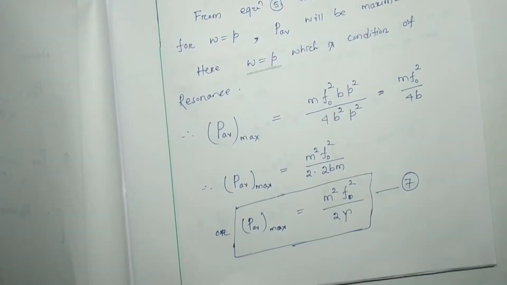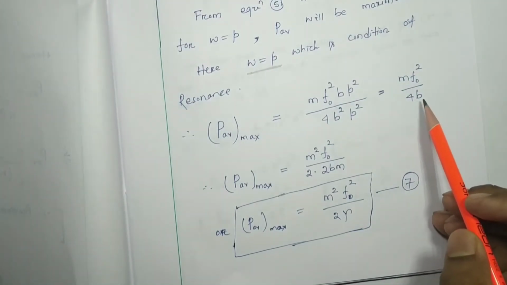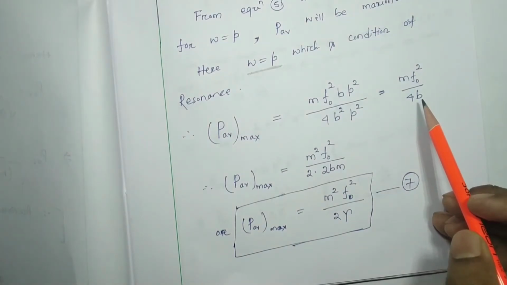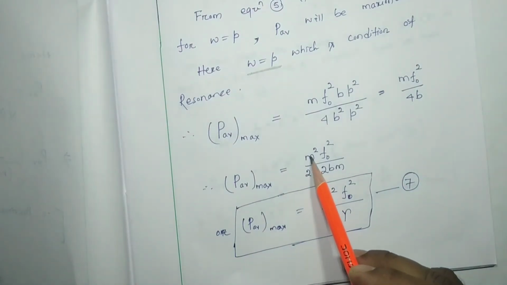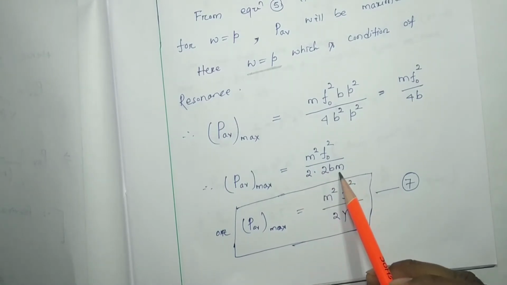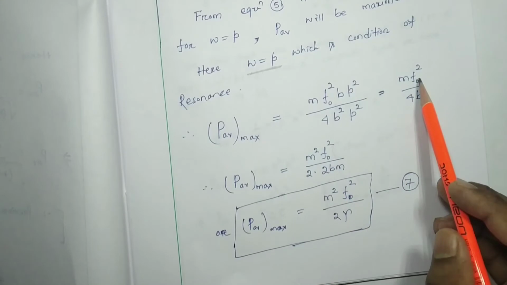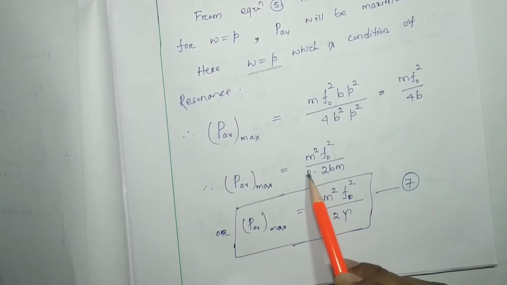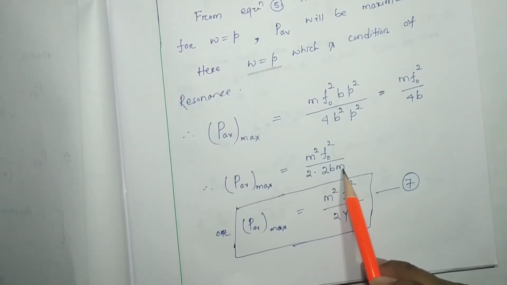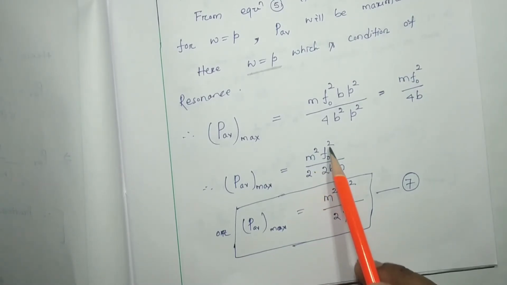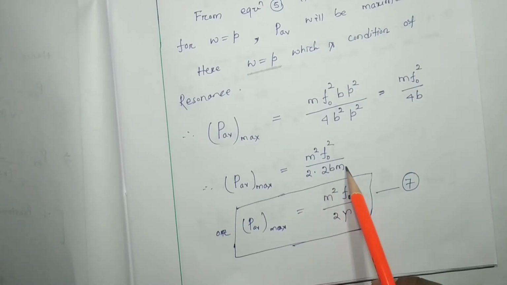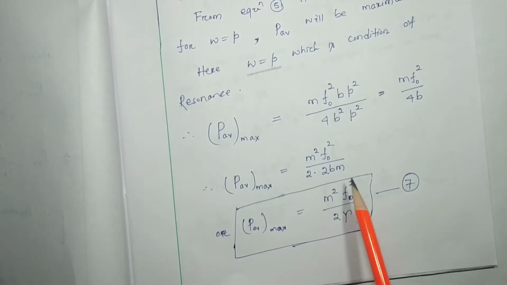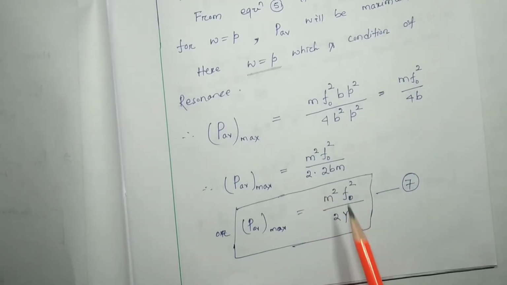So here I did one thing: I multiplied by one m in the numerator and divided by another m, so it will be m square f0 square divided by 2 into 2bm. Here one m is multiplied and another is divided. So m square f0 square is there, and 2 into 2bm is nothing but gamma. We know it from our initial discussion.